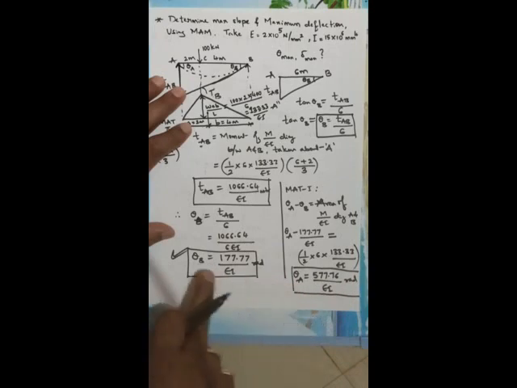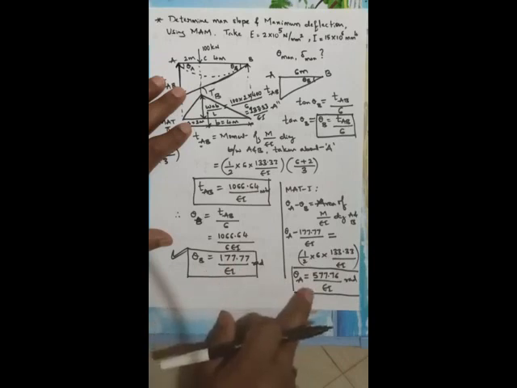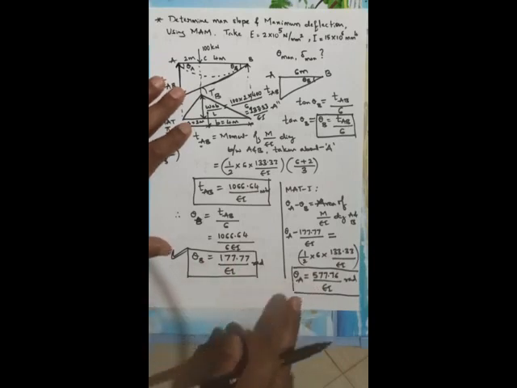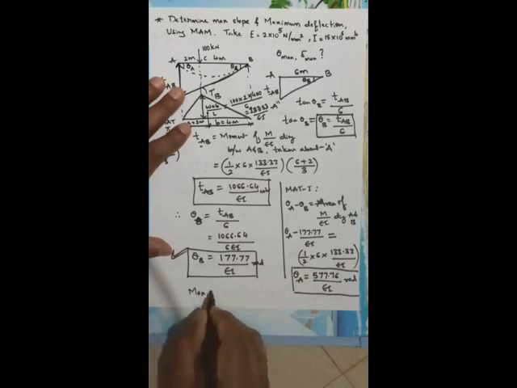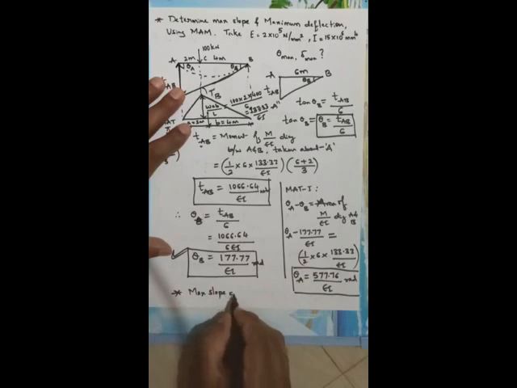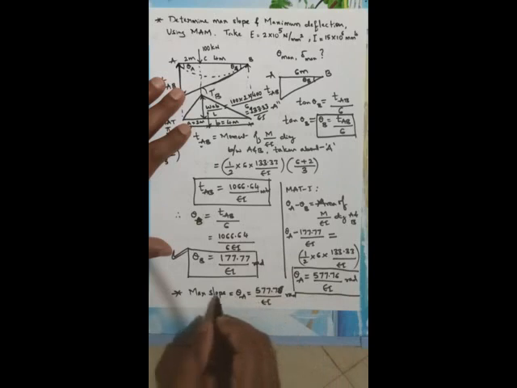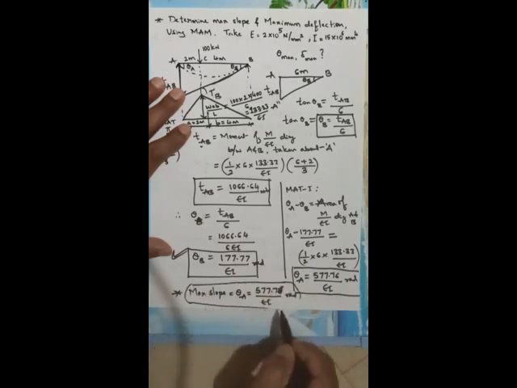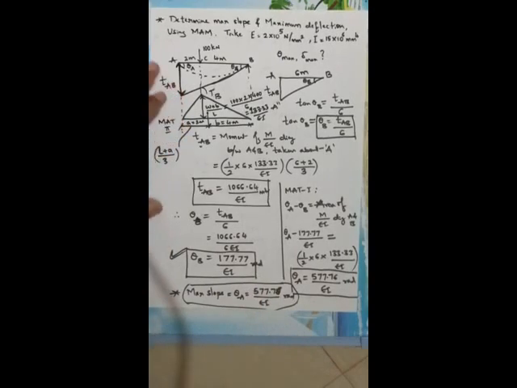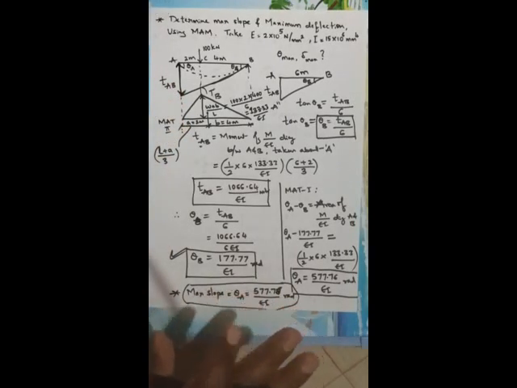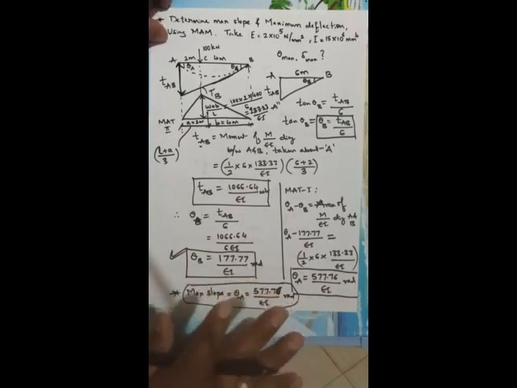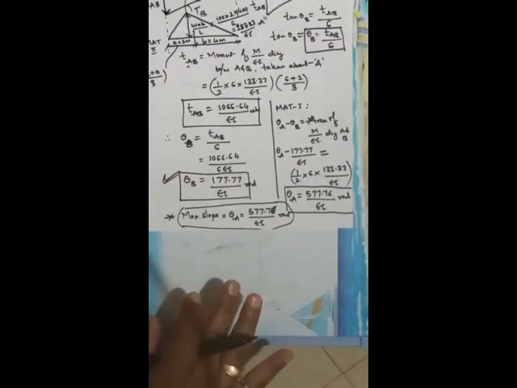Now compare theta A and theta B. This is 577.76 by EI and this is 177.77 by EI. Which one is maximum, theta A or theta B? It is theta A. So the maximum slope is equal to theta A, which is 577.76 by EI radians, correct? So this is the maximum slope. This is the same as the previous problem; there is absolutely no change in the procedure. So this is with respect to slope.